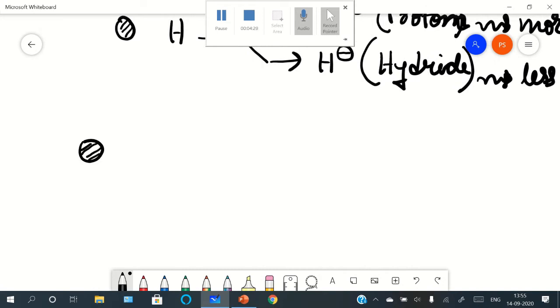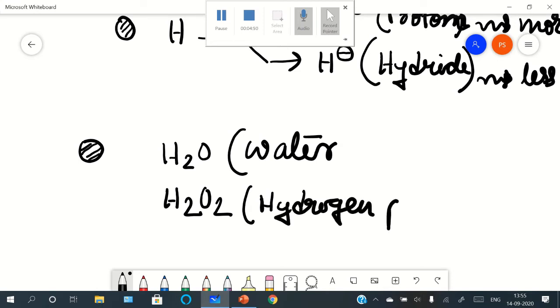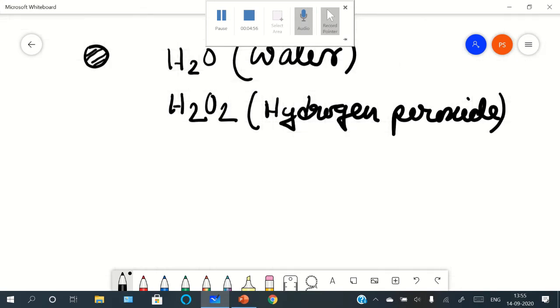Apart from these examples, there are lots of other well-known compounds of hydrogen. Two of the most common ones are H2O, water, and H2O2, hydrogen peroxide. We have already discussed the structure of the water molecule, so we're not going to deal with that in this chapter. But the structure of the H2O2 molecule, the structure of hydrogen peroxide, we are now going to study.